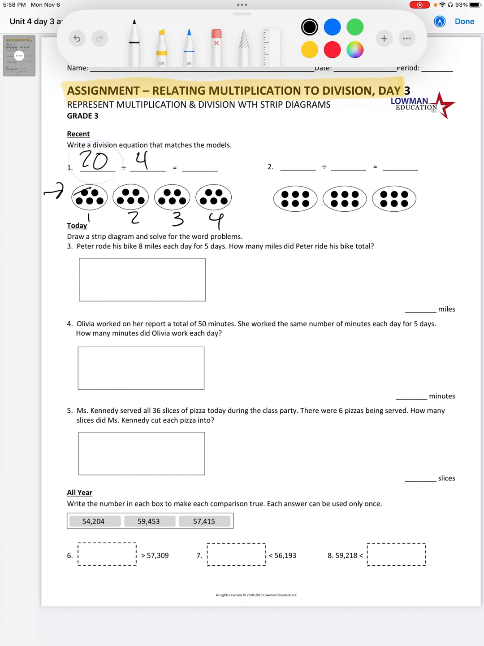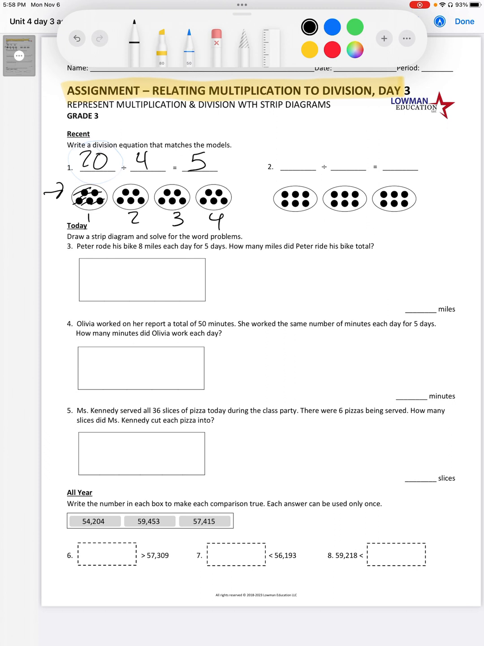So we can go through and count, and I see 1, 2, 3, 4, 5 dots in each group. So our division sentence is 20 divided by 4 equals 5. I'm going to skip down to 3. It says draw a strip diagram and solve for the word problems.